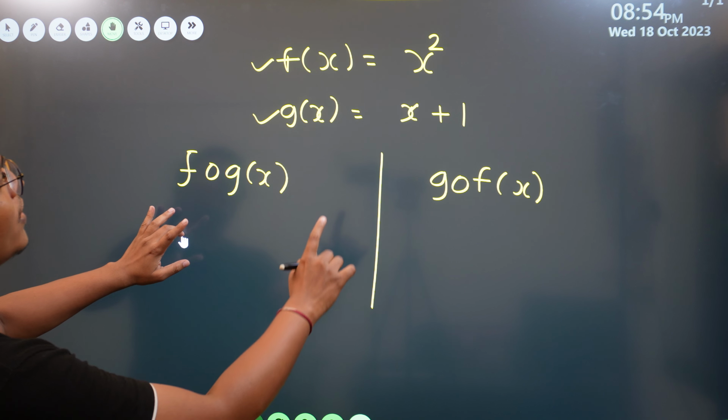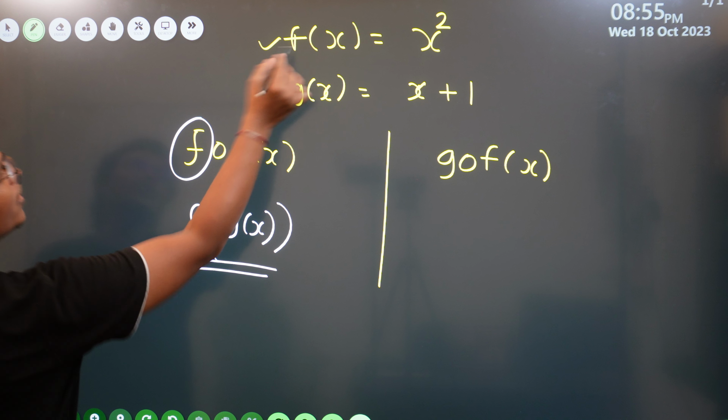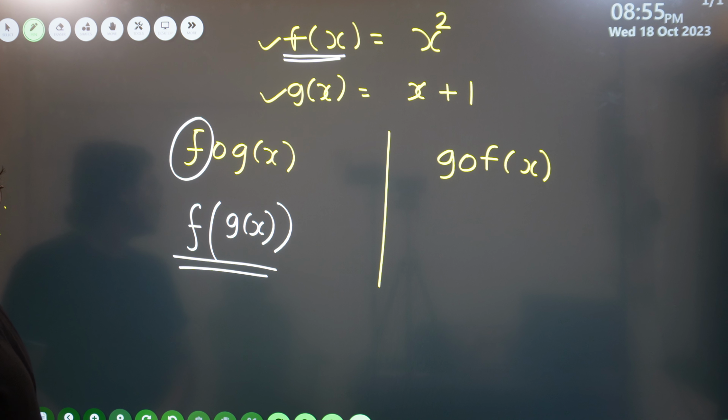This is my outermost function, my main function here, and in this my f of x is getting replaced by g of x. Understood? What is happening? My original function was f of x, right? But when I write it like f o g of x, my x is getting replaced by g of x, right?